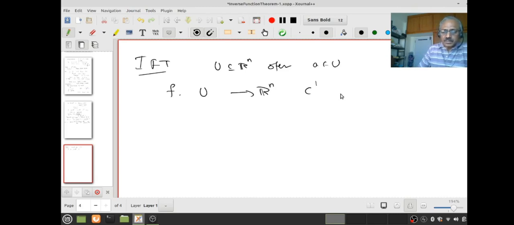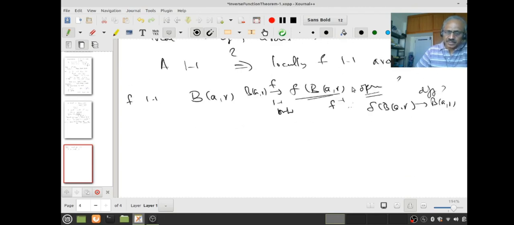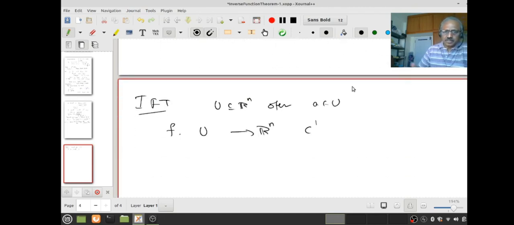What we want is, when I wanted to say f is 1-1, what did I want? The local behavior. The derivative should be 1-1. But when the derivative is 1-1 from Rn to Rn, what does it mean? It's a linear map, right, from Rn to Rn. If it is 1-1, it's actually onto. Therefore, the derivative must be an isomorphism. That means it's non-singular. Okay. So assume that D f of a is invertible, or non-singular.